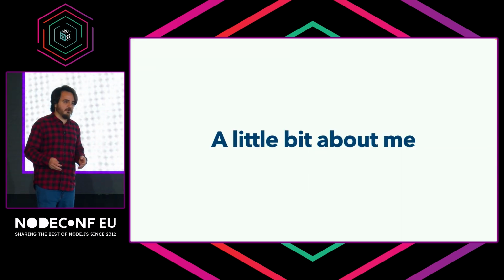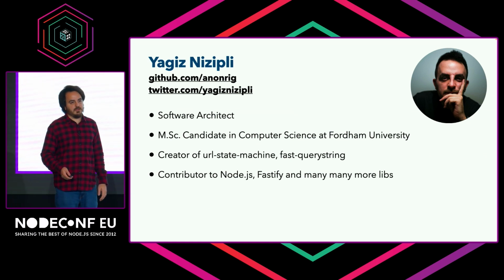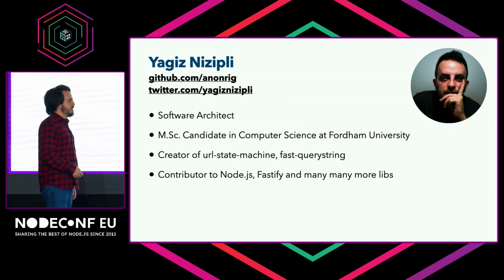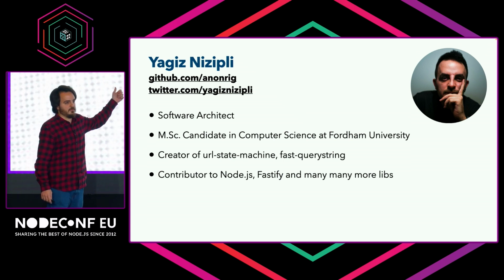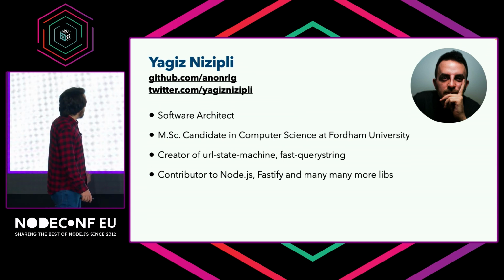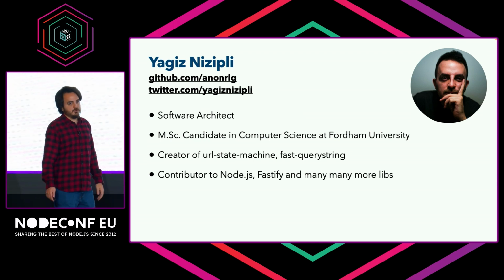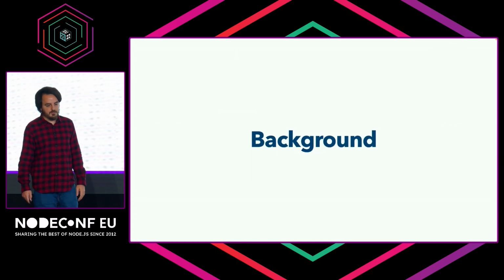So before that, a little bit about me. I'm Yagiz. I'm a software architect. I'm currently a master's student in Fordham. I'm creator of multiple different packages. URL state machine is one of them, is the result of this work that I did. Other than that, fast query string. I'm a contributor to Node.js, Fastify, and many, many more libraries.